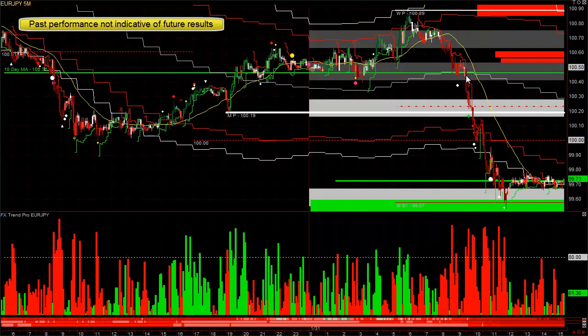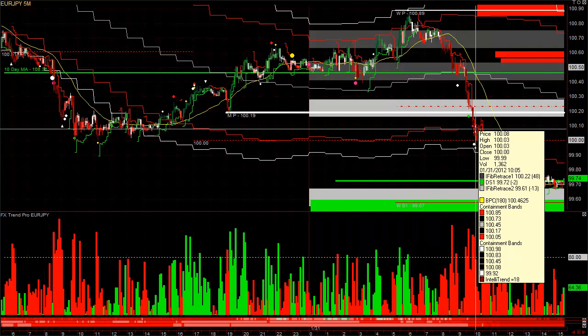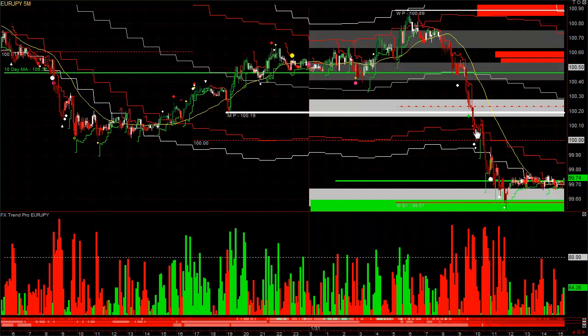If you're short here at 44, you can see, our trailing stop got you out of here at 08 for over a 30 pip win.